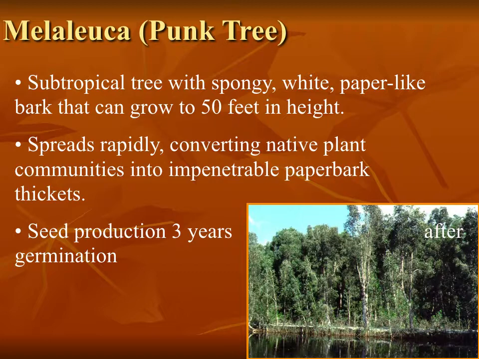Again, it's a subtropical tree. It has white paper-like bark, and it grows up to 50 feet tall. It spreads rapidly, converting native plant communities such as the bald cypress domes in the Everglades into a thicket or a monoculture of Melaleuca trees.